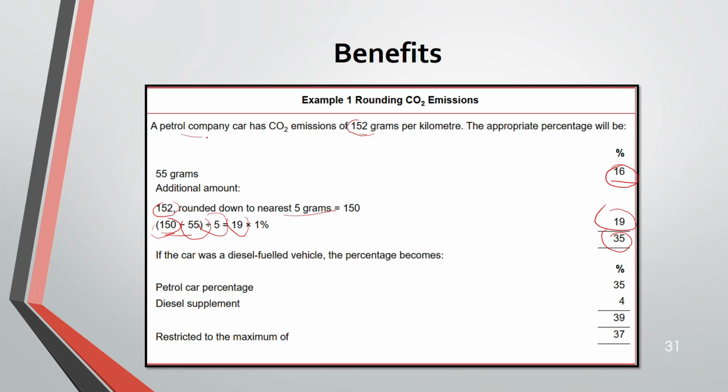Remember, this was a petrol car. If it was a diesel car, add 4% to 35. It becomes 39. But remember, the max is 37, so it is restricted to 37. It can't go to 39.